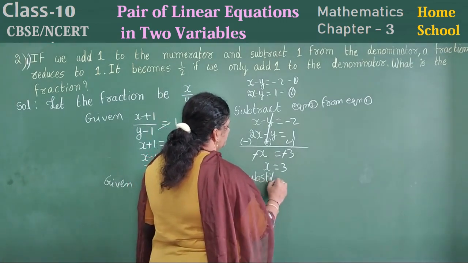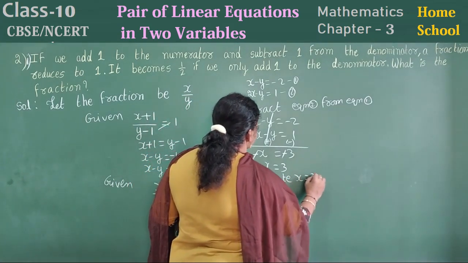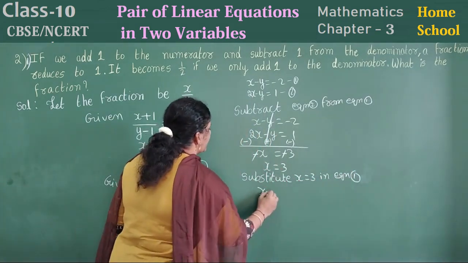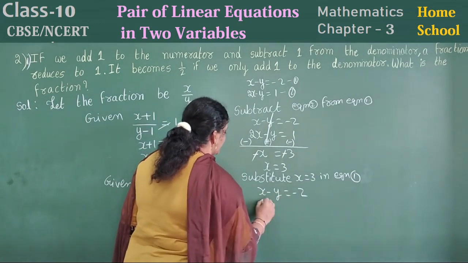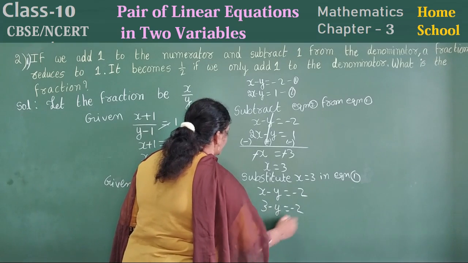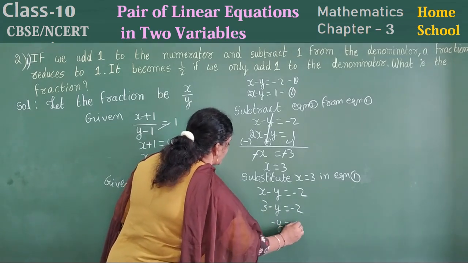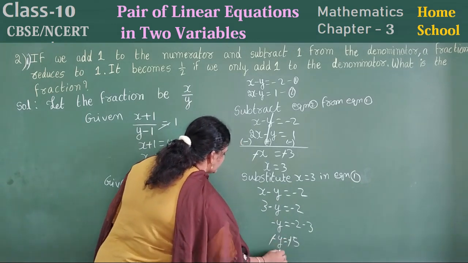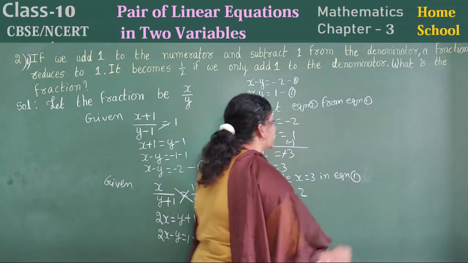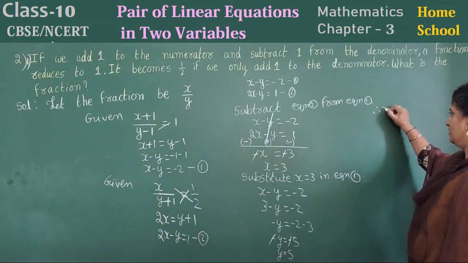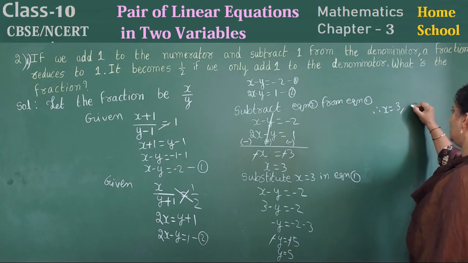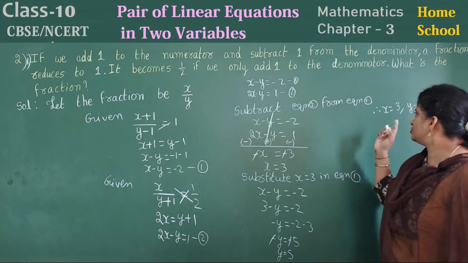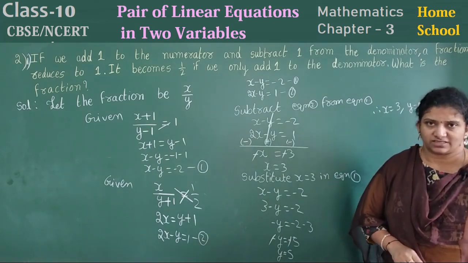Substitute x is equal to 3 in equation 1. That is x minus y is equal to minus 2. x value is 3, 3 minus y is equal to minus 2. Minus y is equal to minus 2 minus 3. Minus y is equal to minus 5. Minus minus cancel. Therefore, y is equal to 5. Finally, therefore, x is equal to 3 and y is equal to 5. Okay, what is the two variable solution here? x is equal to 3 and y is equal to 5.